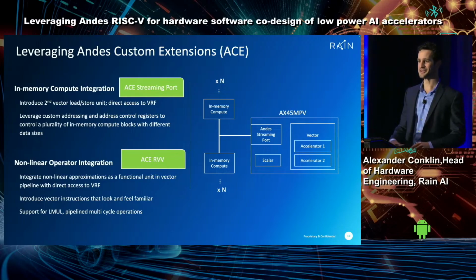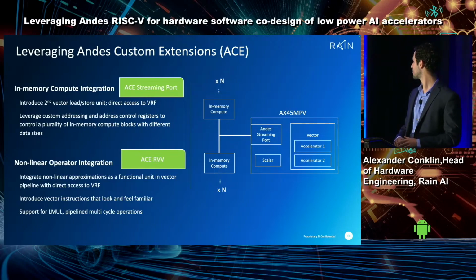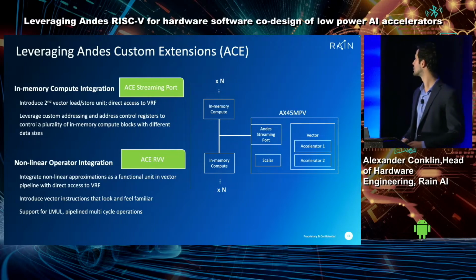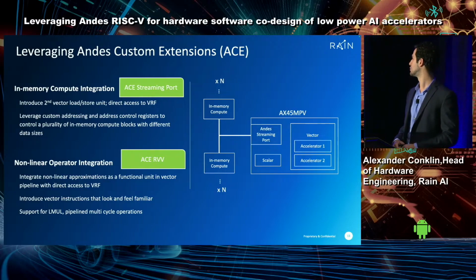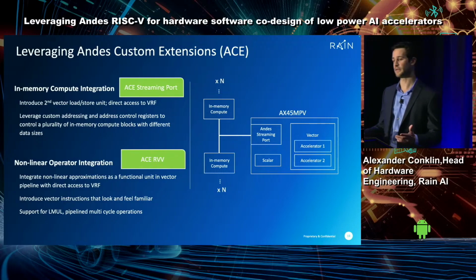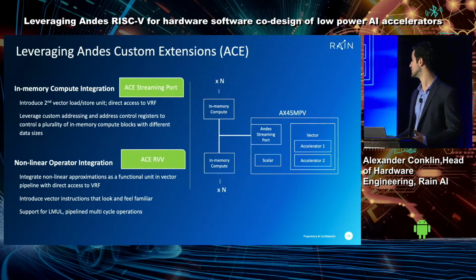I think it's important to caveat this is an abstracted representation of a portion of our architecture. We're not going to review every custom instruction, but we'll focus on maybe two for educational purposes. So our in-memory compute is integrated using Andes streaming port. So we introduce a second vector load store unit. We have a lot of bandwidth. We provide direct access to the VRF, and we can leverage some custom addressing control to control a plurality of what are effectively matrix units, very easily.